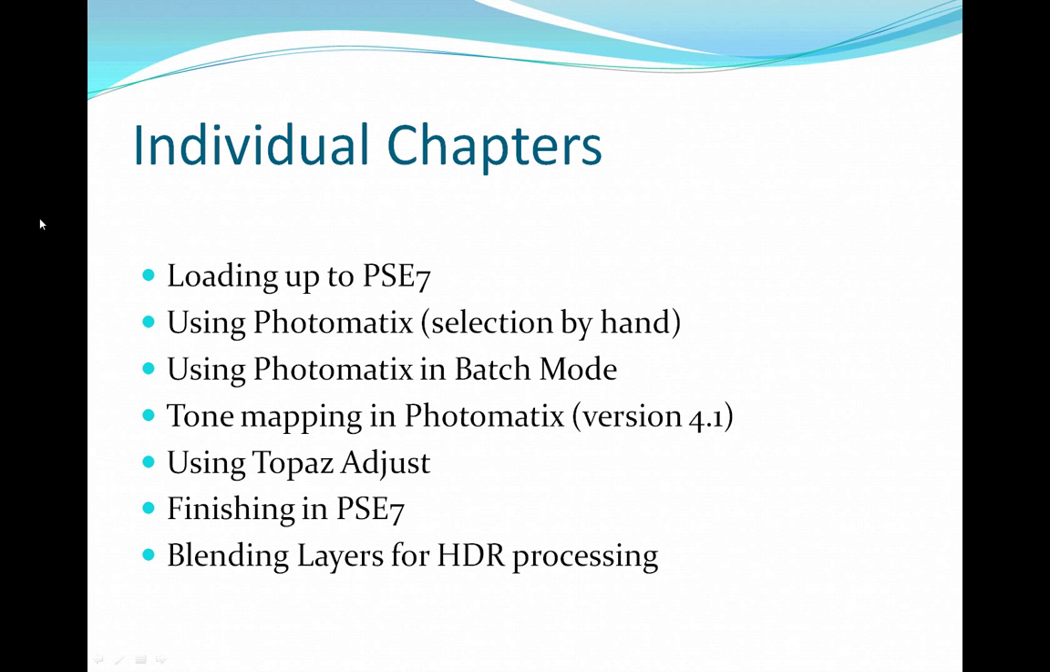I'm going to show you how to use Photomatix software, doing it manually first and then processing multiple shots in batch mode. We'll also in a later chapter have a look at some tone mapping in Photomatix. I use version 4.1 and I also use Topaz Adjust. I'll show you some of that and how I would normally finish, then some final presentation shots in PSE 7. And we may also have a look at how to blend layers for HDR processing to reduce ghosting effects.